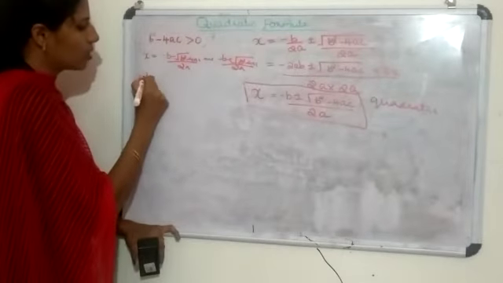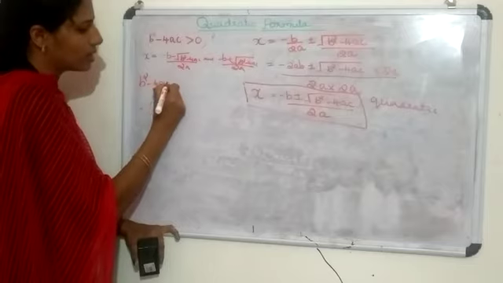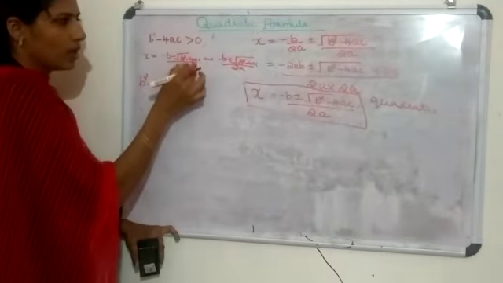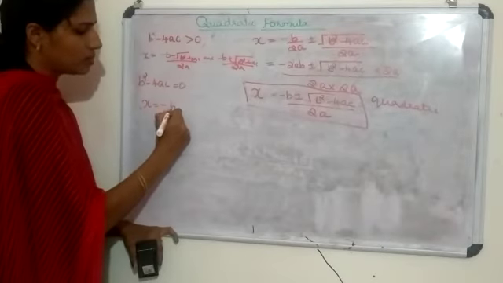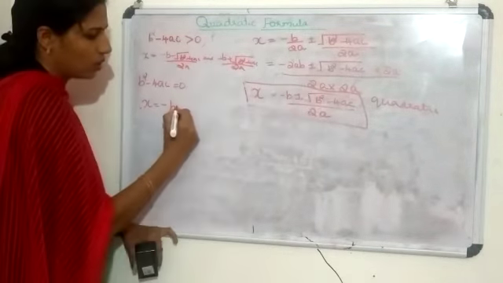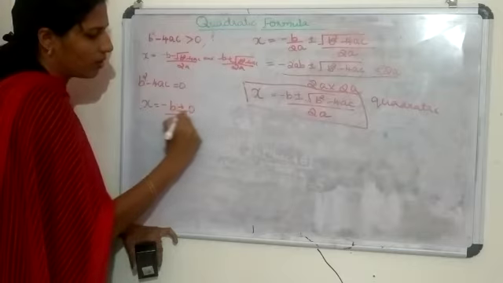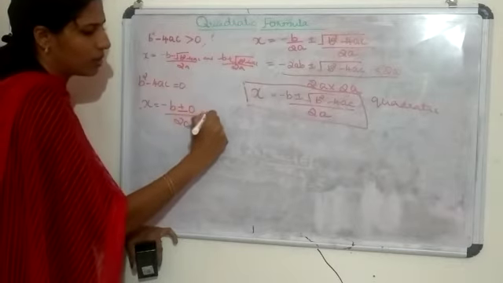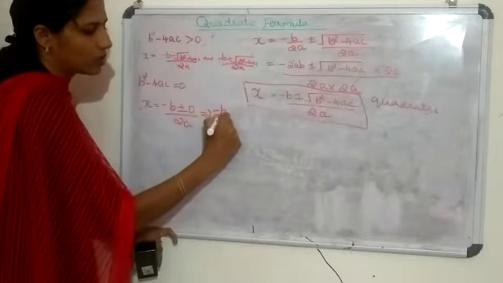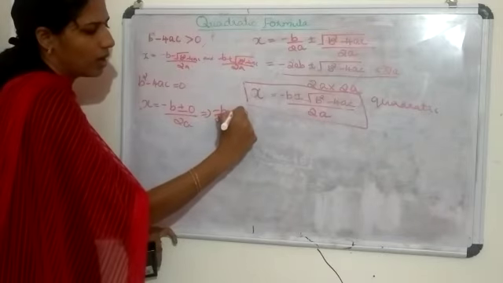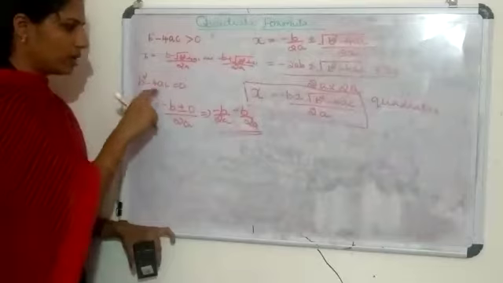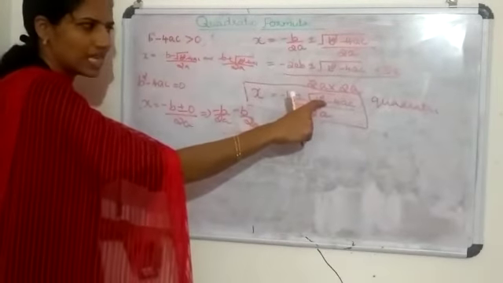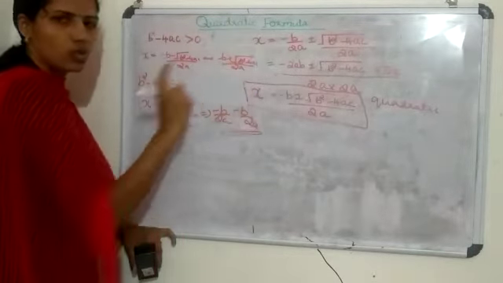When b square minus 4ac equals 0, we will get x equal to minus b, and this part is 0, so plus or minus 0 divided by 2a. That means we will get two equal roots, minus b by 2a and minus b by 2a. These are the two equal roots.